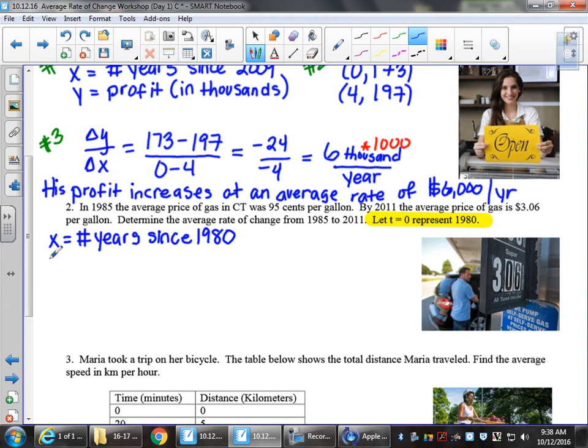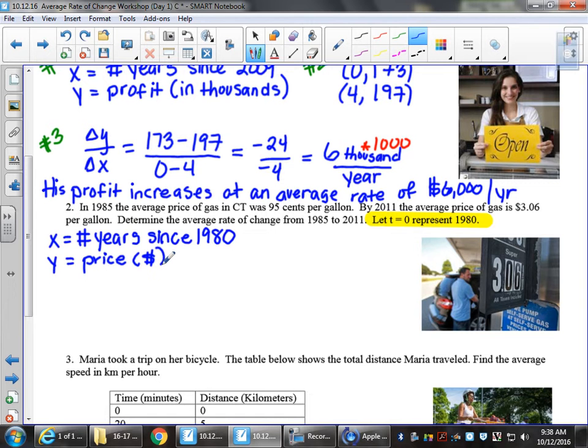What does Y equal? I don't think it's gallons. Price. Price, cost, however you would like to say it. Okay, step 1 is done.